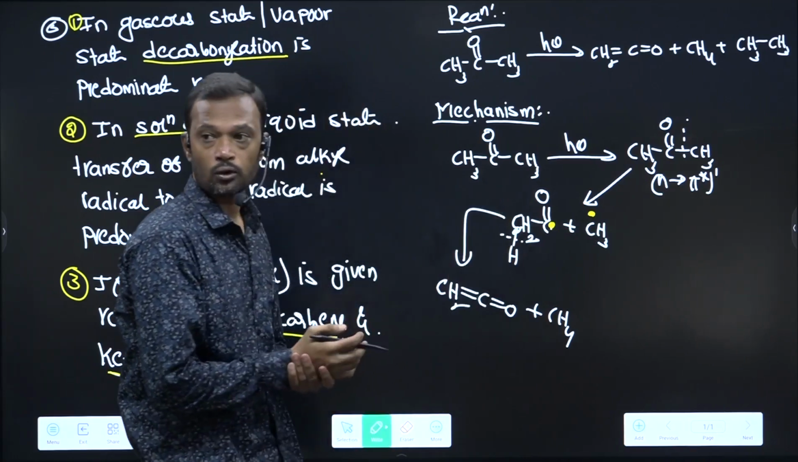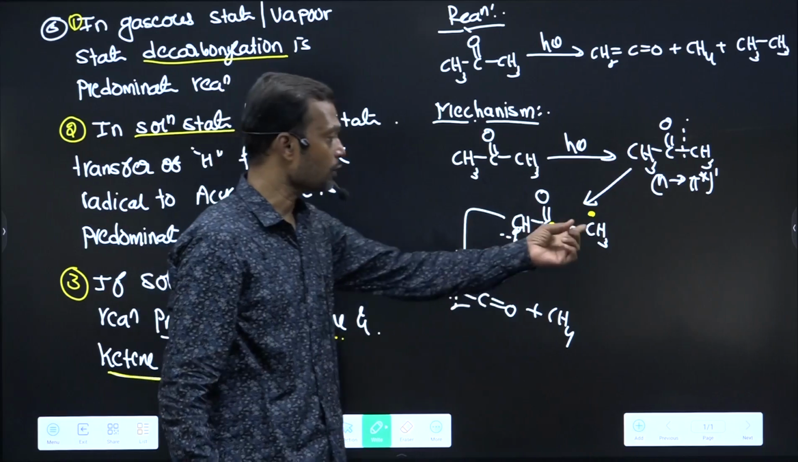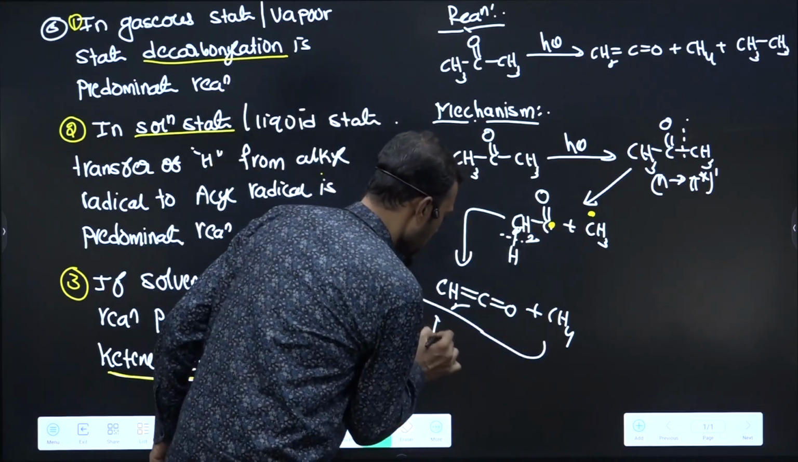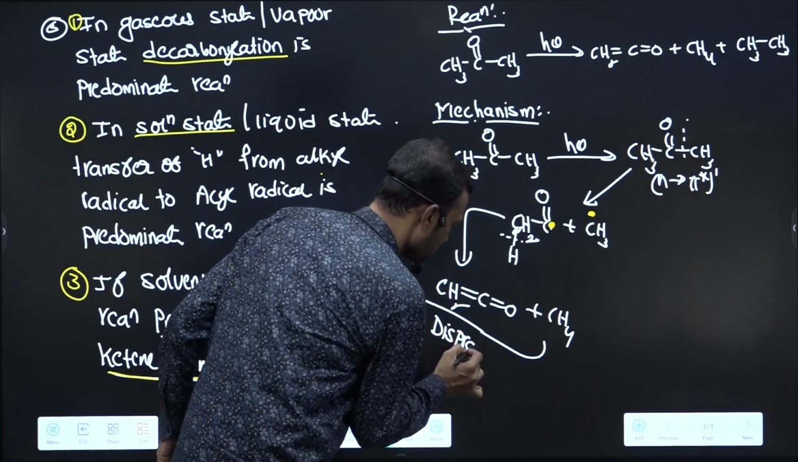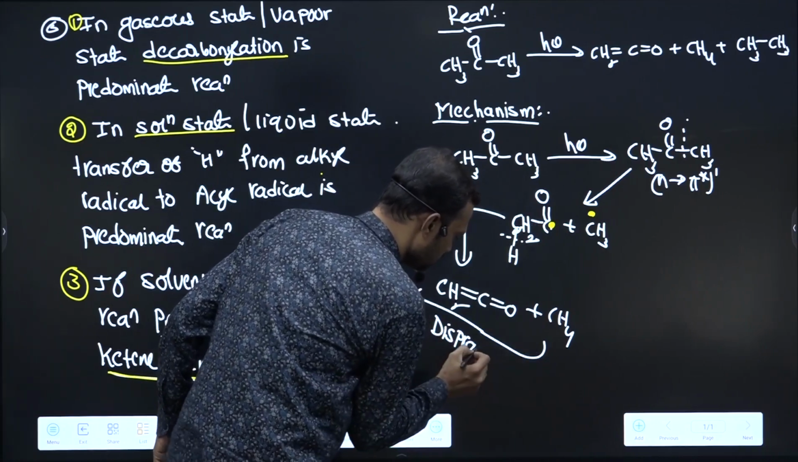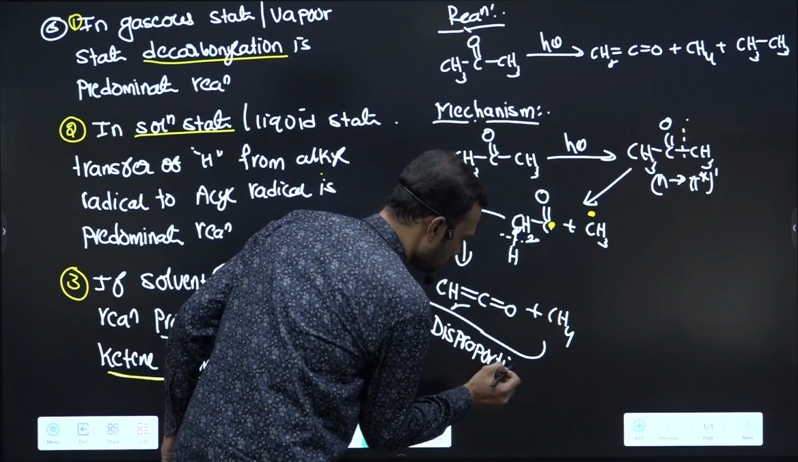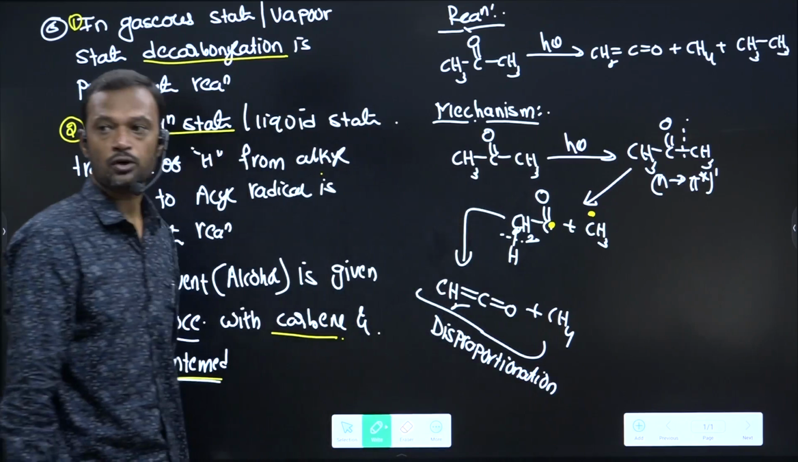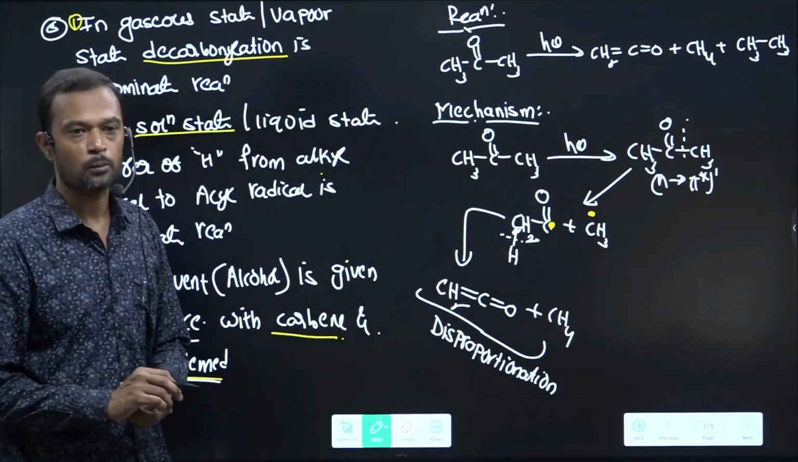Loss of hydrogen is called oxidation. Gain of hydrogen is called reduction. So now these two are a disproportionation reaction. This is a disproportionation: oxidation and reduction. Self-oxidation and self-reduction is called disproportionation.